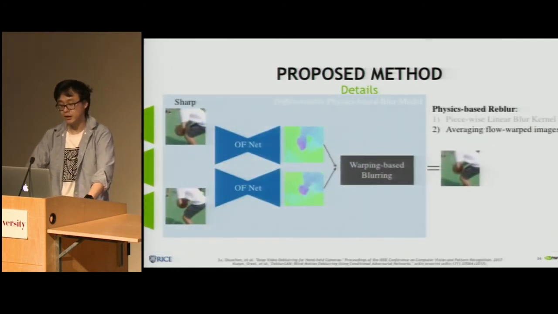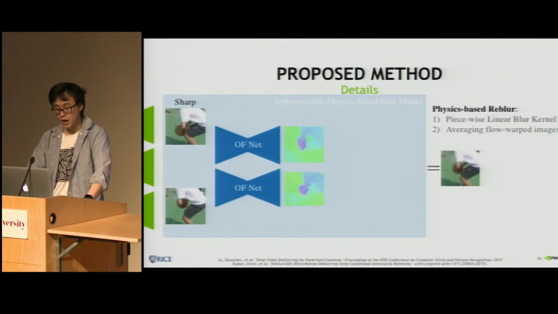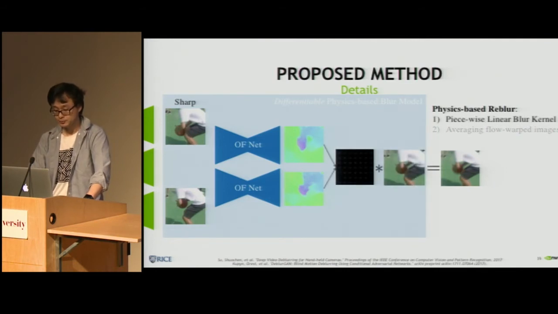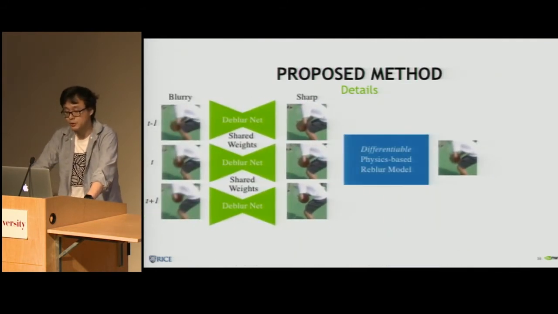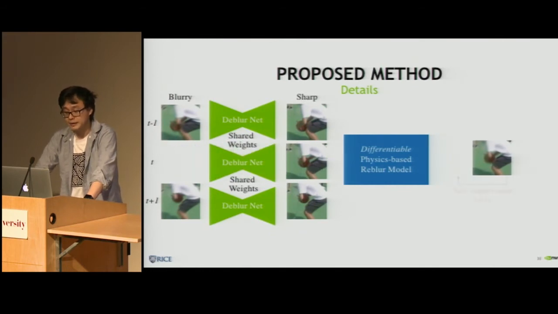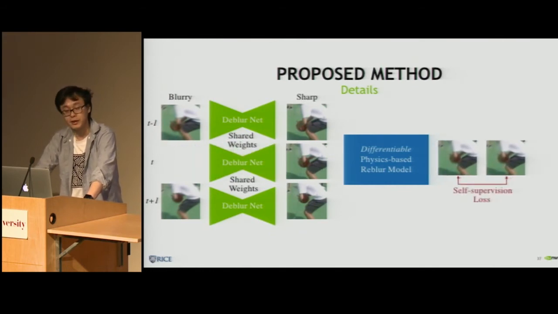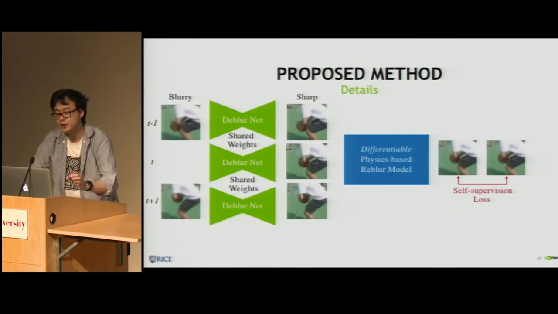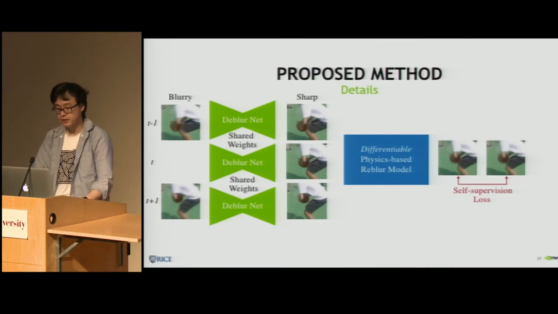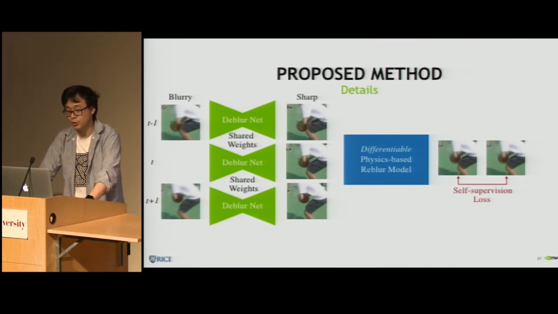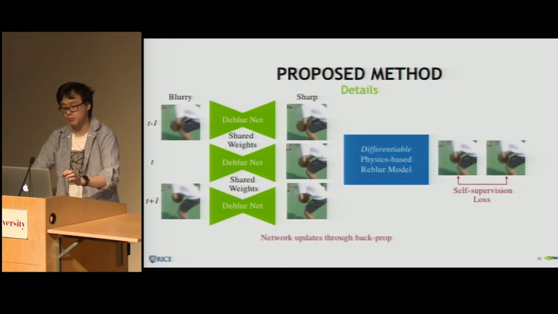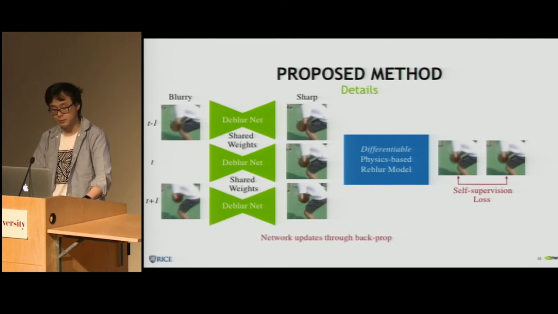So for either reblurring approach we are using, we'll finally get the reblurred image. And this reblurred image from the physical model will be compared against the original blurry input. The idea is that if the deblur network is generating a physically correct image, then reblurring it should result in some blurry image that's close to the original blurry input. Finally, we will propagate this reblur loss to update the network.